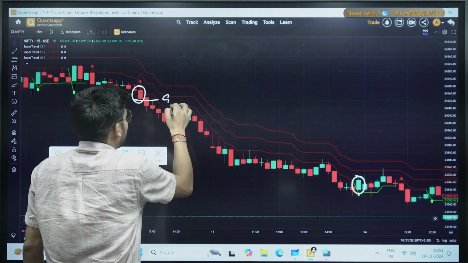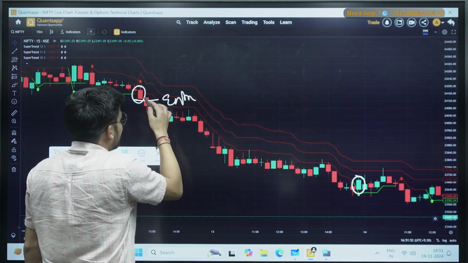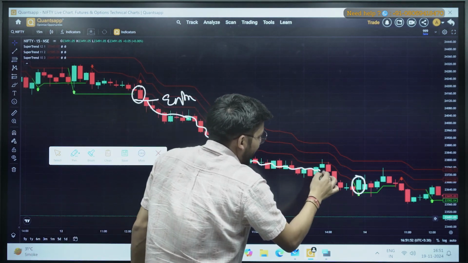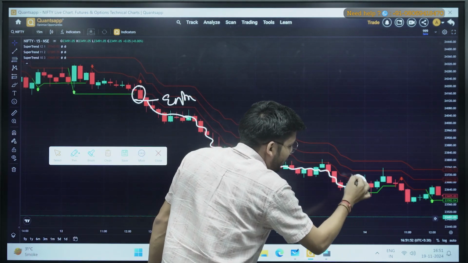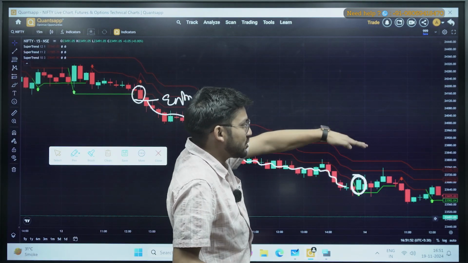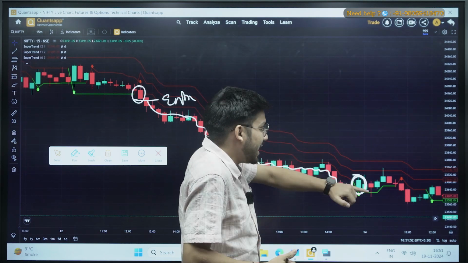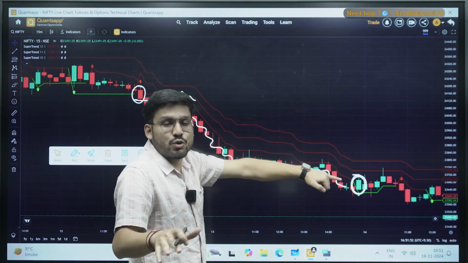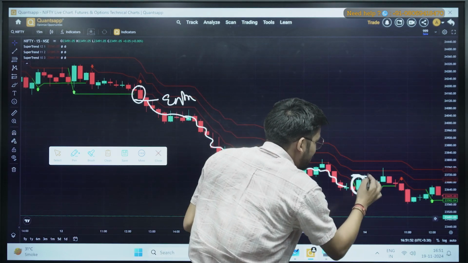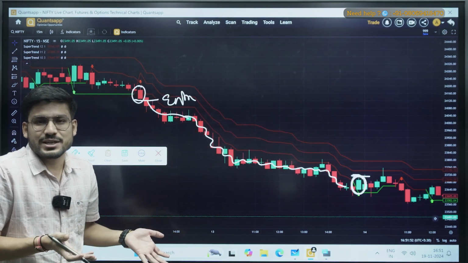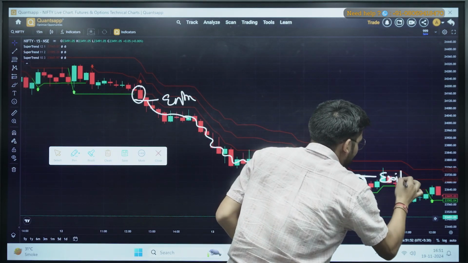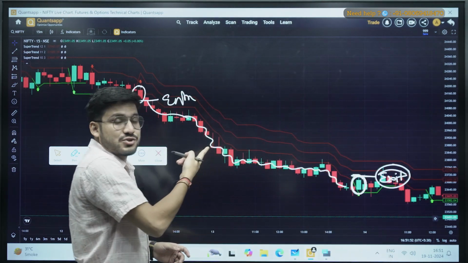So this was my entry point, and then you can see no candle was closing above any super trend. This was the very first candle which actually closed above the super trend. I don't have to wait for all three super trends to be closed. I can just take exit from the trade whenever my candle closes above any super trend. So this was my exit point. This was the condition for the bearish trade.